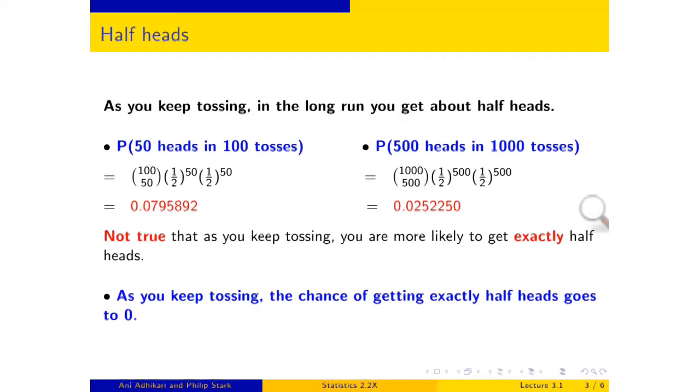And first note that if the number of tosses was odd, like if you had 25 tosses, then the chance of getting exactly half heads is zero. Half of 25 is 12 and a half. You can't get 12 and a half heads. So for all odd numbers of tosses, the chance is zero in the first place. For even numbers of tosses, let's see what happens. We're going to start with small numbers.